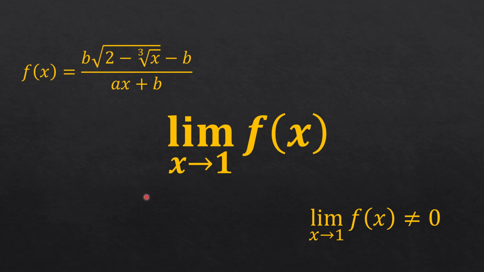Here I want to find the limit of f of x where x approaches 1 and f of x is defined like this, okay? And well, here this is telling me that the limit of f of x when x approaches 1 is not 0. And this is very important because it would help us to solve this problem without knowing a and b. So let's see how we can solve this.